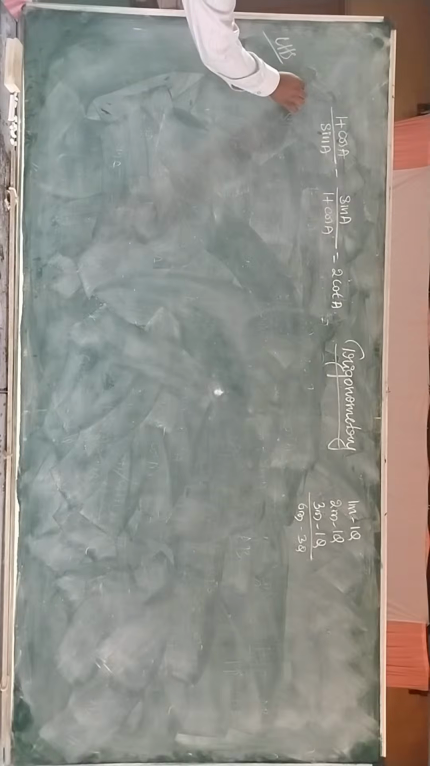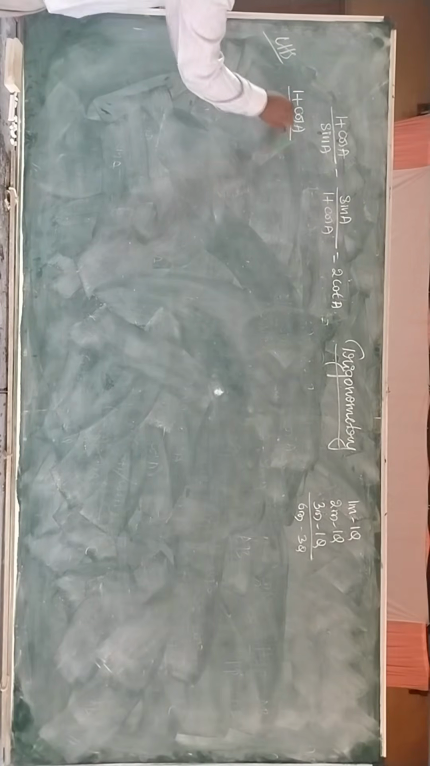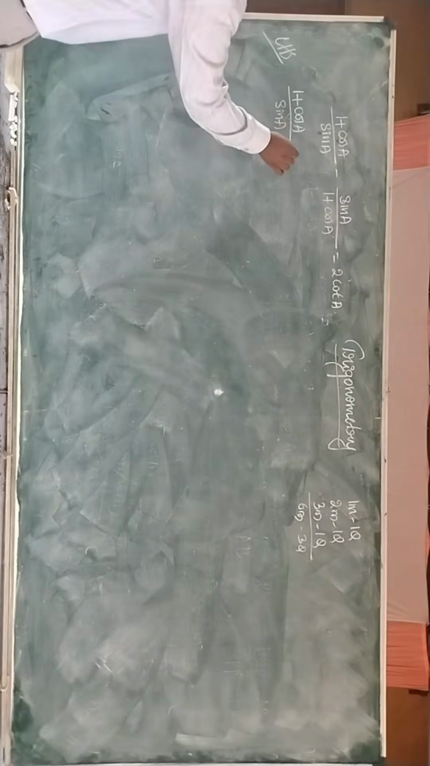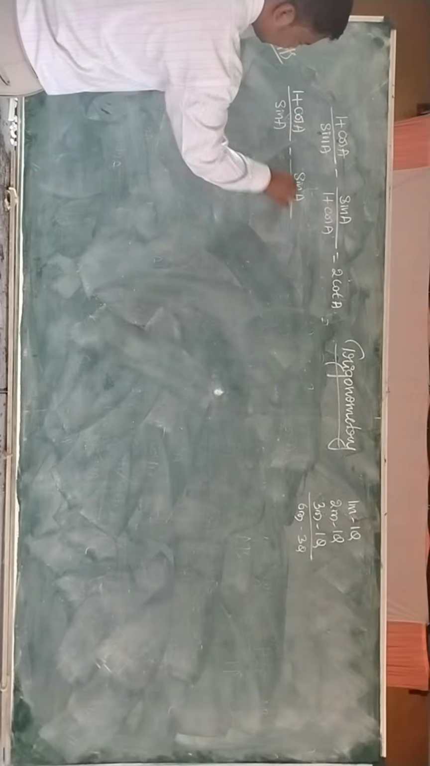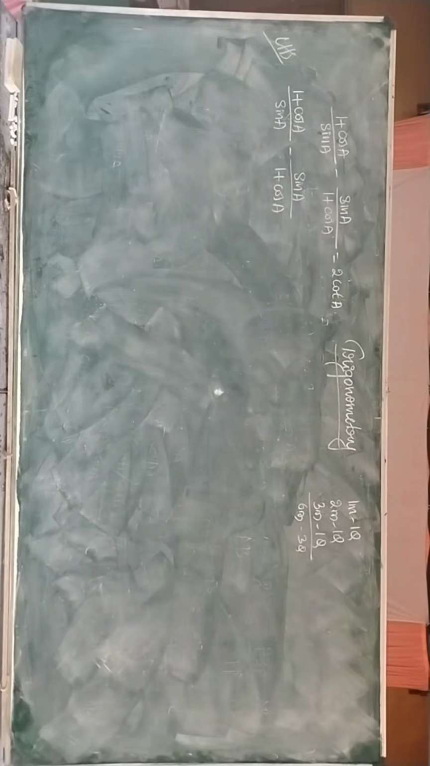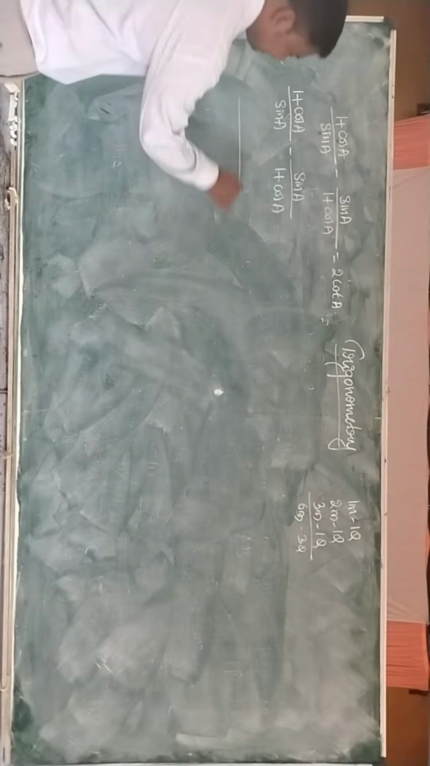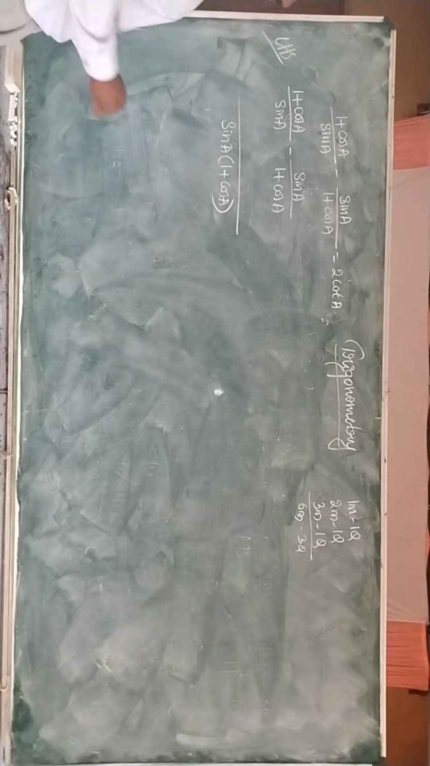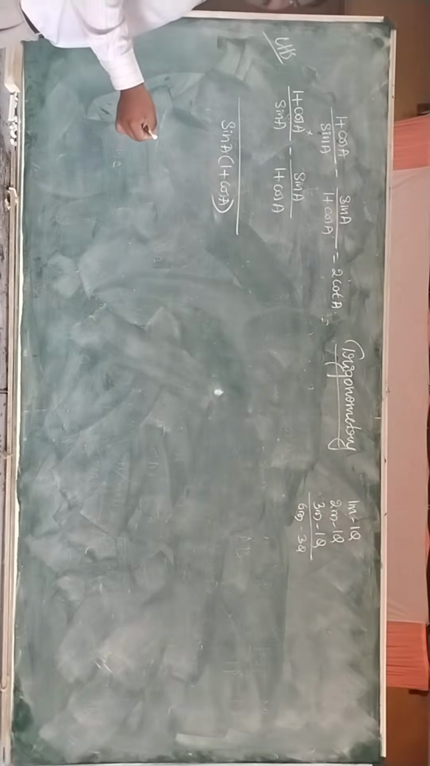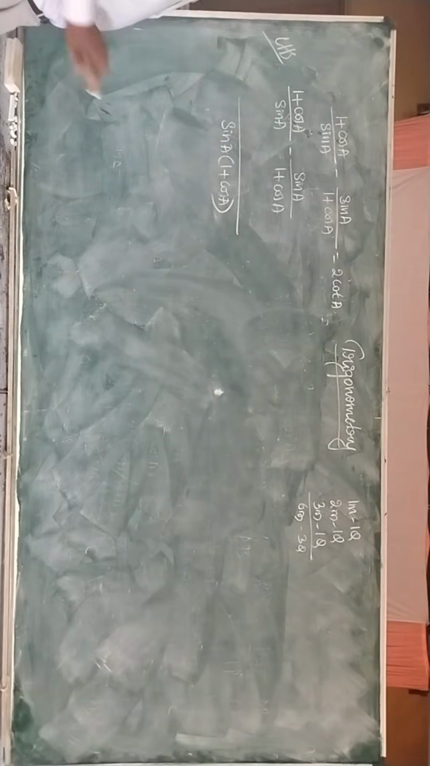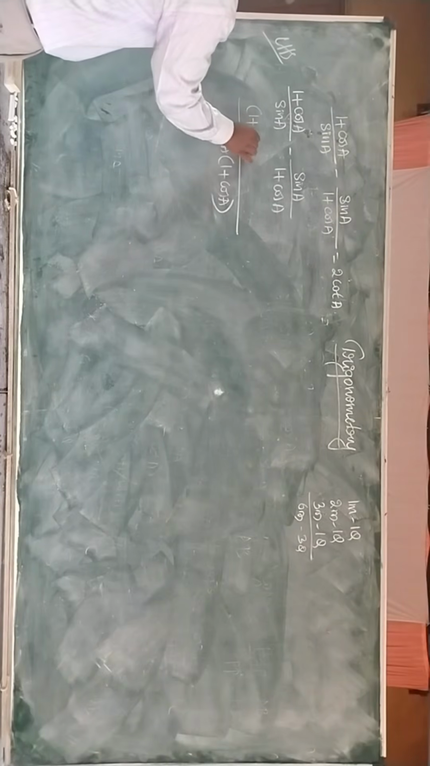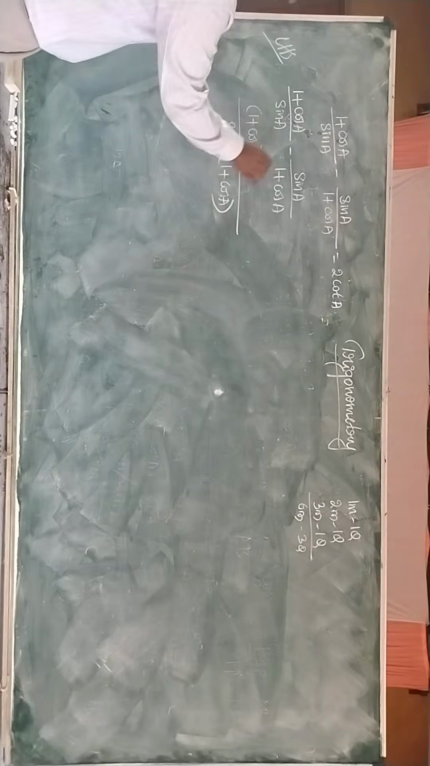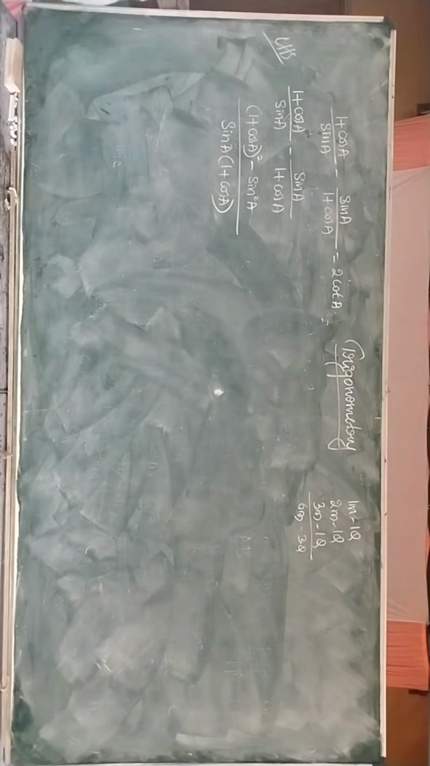LHS we can take. LHS is 1 plus cos A divided by sin A minus sin A divided by 1 plus cos A. So the LCM is sin A into 1 plus cos A. Here sin A is already there, but 1 plus cos A is not there, so you need to multiply with 1 plus cos A. So (1 plus cos A) whole square minus sin A into sin A, sin square A. Will you get the answer now?